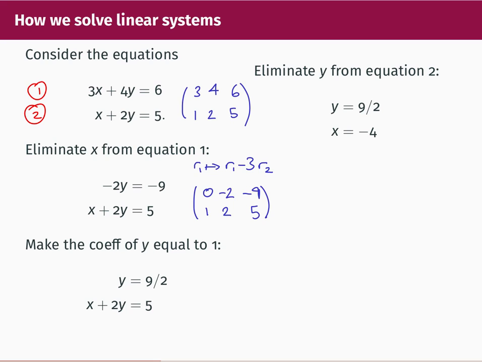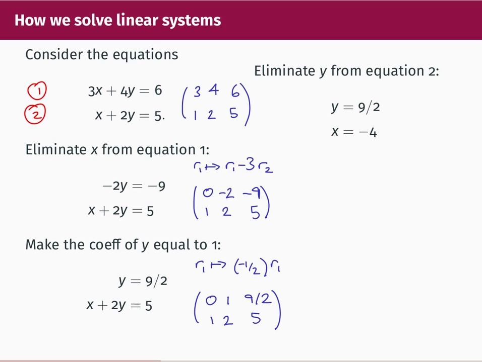The next thing that we did was to multiply the first equation by a non-zero number. The corresponding operation on our augmented matrices is to multiply row 1 by minus a half. So here row 1 should go to minus 1 half row 1. That's the notation for this row operation, and the result is 0, 1, 9 halves, 1, 2, 5.